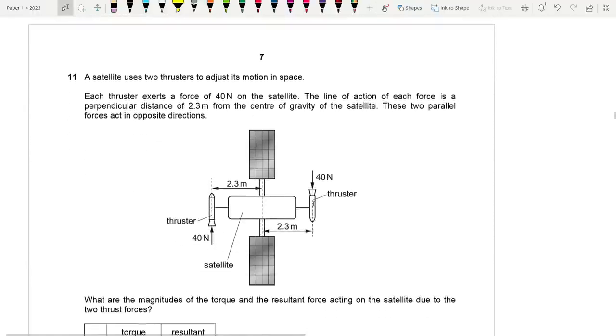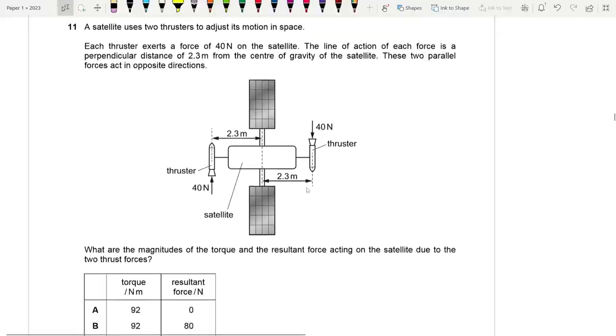Sorry. Number 11. A satellite uses two thrusters to adjust its motion in space. Each thruster exerts a force of 40 newtons on the satellite. The line of action of each force is a perpendicular distance of 2.3 meters from the center of gravity of the satellite. These two parallel forces act in opposite directions. Okay, so this is essentially a couple, forces of the same magnitude acting in opposite directions but providing the same type of moment. So if you want to find the net moment or the torque, it's just going to be the total distance between them multiplied by one of the forces.